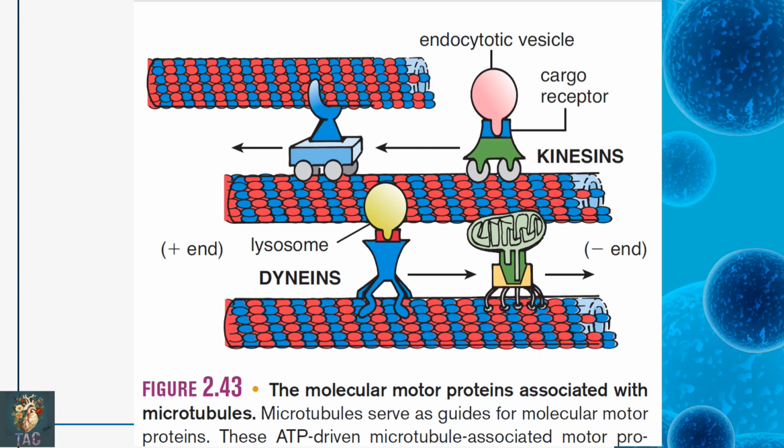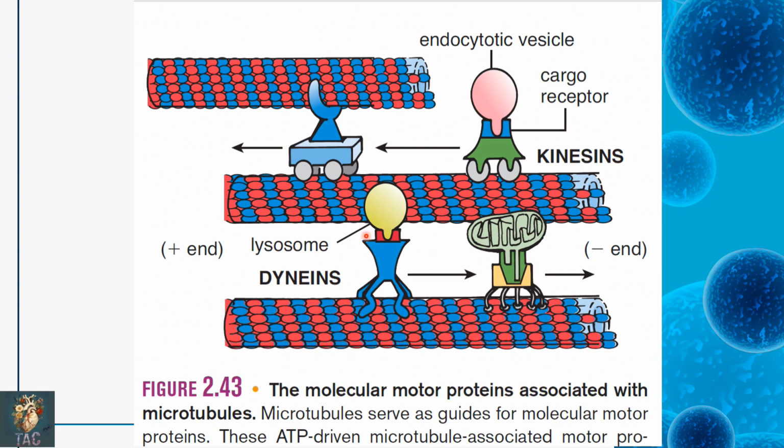So this is a beautiful diagram in which you can see these are the microtubules, which are formed of tubulin dimers, and here you can see different motor molecules which are acting as a cargo. So this one is the kinesin and this one is the dynein. These are moving the substances.